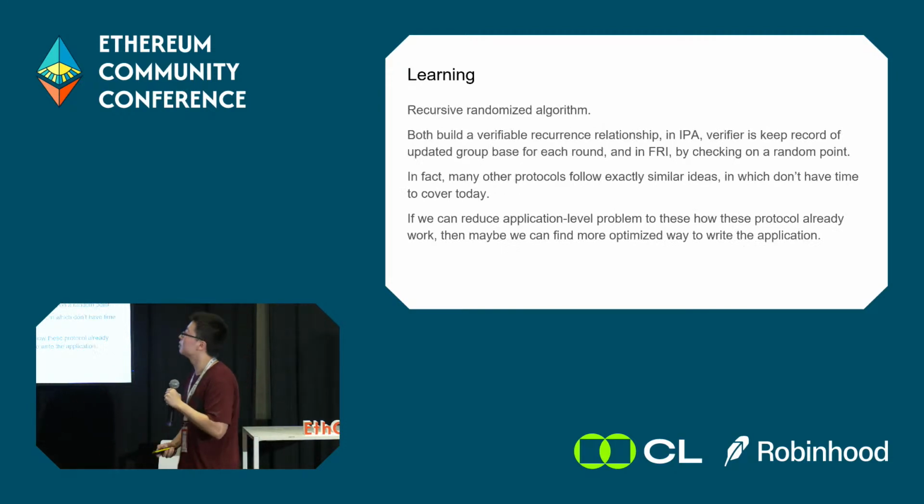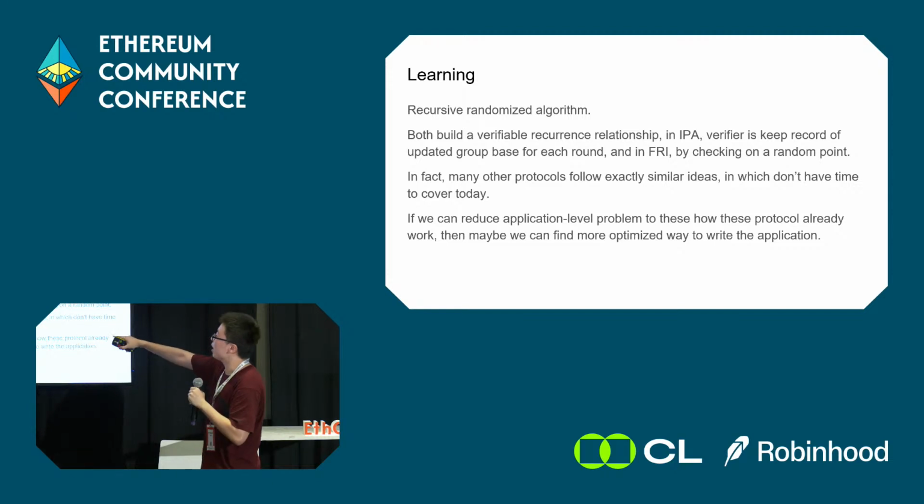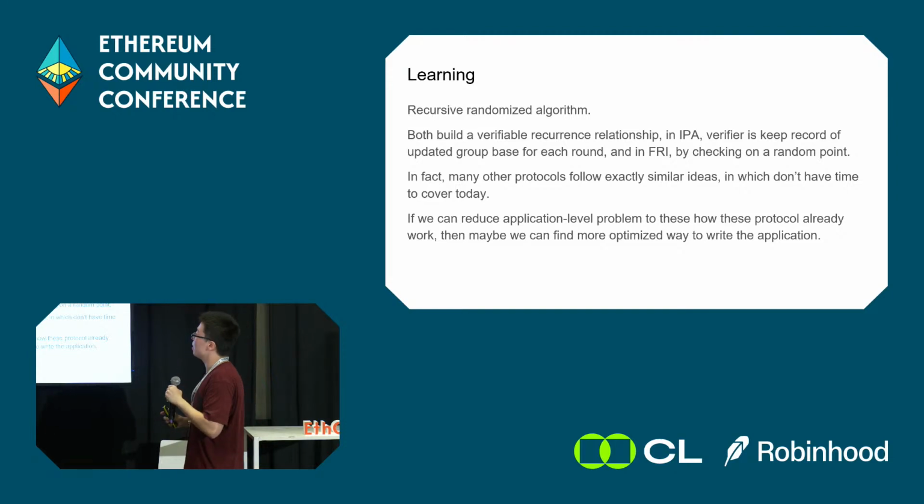So what is the learning? Some of the basic zero-knowledge building blocks are just recursive randomized algorithms. And both in IPA and FRI, we are building a verifiable recurrence relationship. In IPA, the verifier is keeping a record of the updated group base for each round, and in FRI, we are checking the random point and checking the collinearity. And in fact, many other protocols follow exactly the same idea, like batch proving and other commitment schemes. But we don't have time to cover them today.